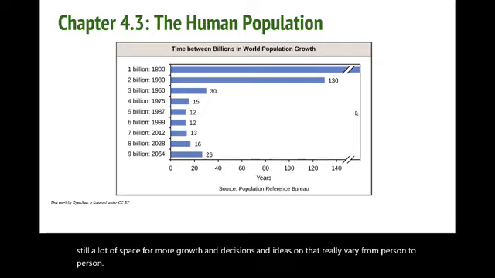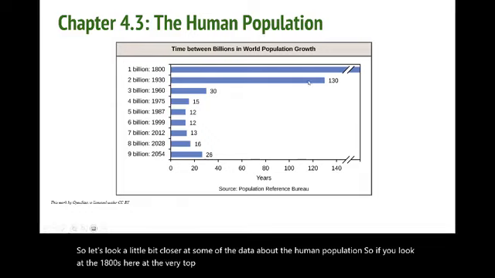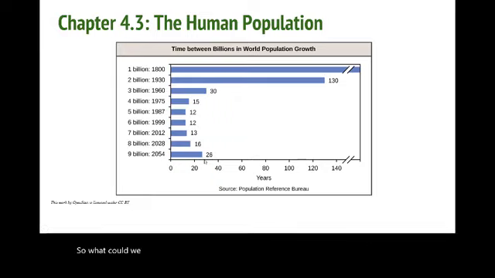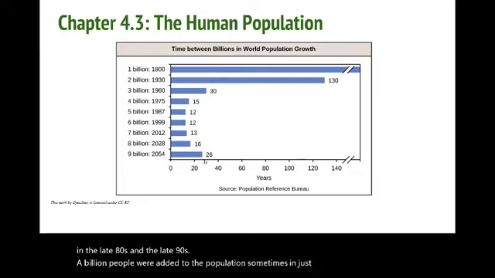So let's look a little bit closer at some of the data about the human population. If you look at the 1800s here at the very top of this bar graph, you'll notice that at the 1800s, we were at about 1 billion people. So what could we say about this graph? We could say that from 1800 to 1930, 130 years had to pass before 1 billion people were added to our population. But in the late 80s and the late 90s, 1 billion people were added to the population in just about 12 or 13 years.